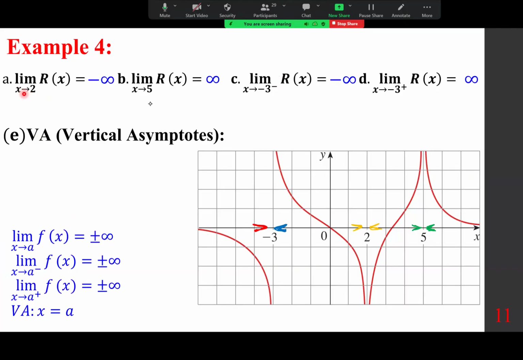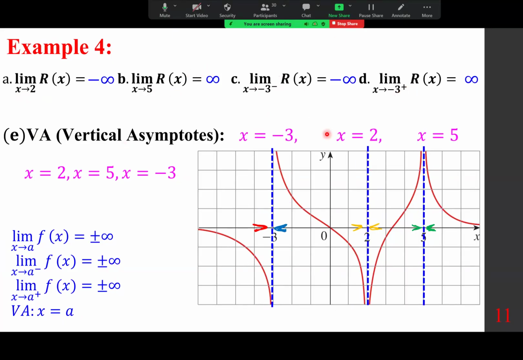2 from here, x equals 5 from here, x equals minus 3, also x equals minus 3. Those are the vertical asymptotes. X equals 2, x equals 5. These two mean the same thing. So these are vertical asymptotes, and vertical asymptotes are not solid lines because they are not part of the graph. Rather, they help us graph functions.